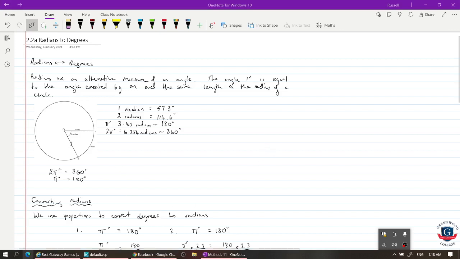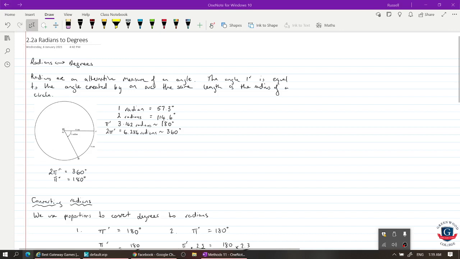A radian is the angle described if the arc length is the same as the radius. So in this case we have a radius of 6, an arc length of 6, and the angle between it we're going to call 1 radian. If we went 2 radians, the arc length would be 12. The radius would stay the same.